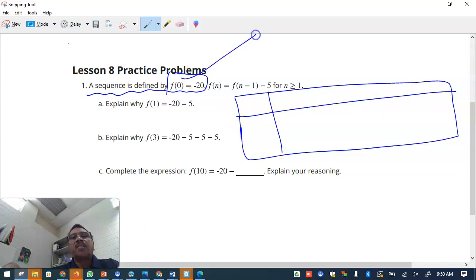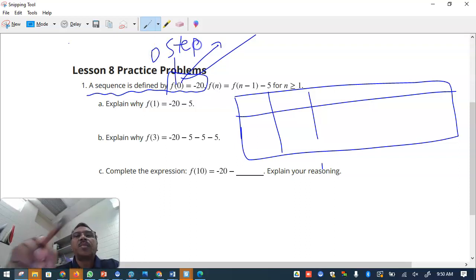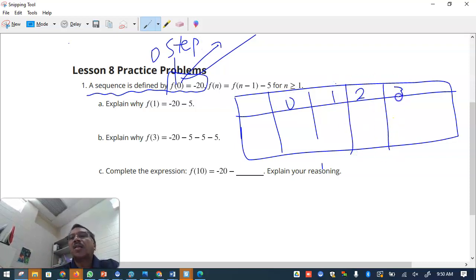What does this mean? In the beginning, that means the very first step, this zero step, is called the zero step. Then one, two, so it starts with this. The number in the first position of the sequence is -20, and this is n, that's f of n.